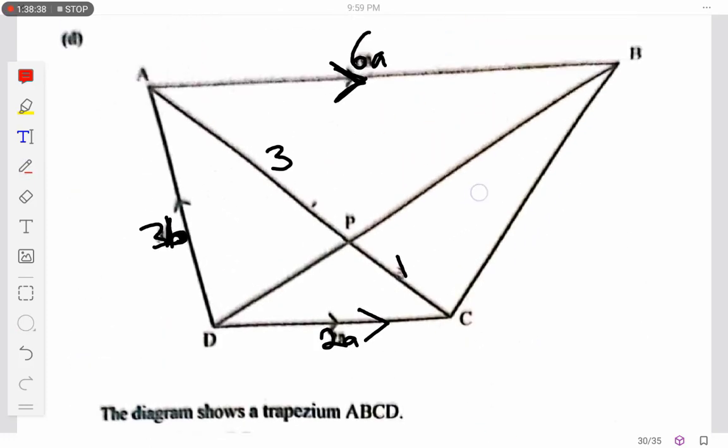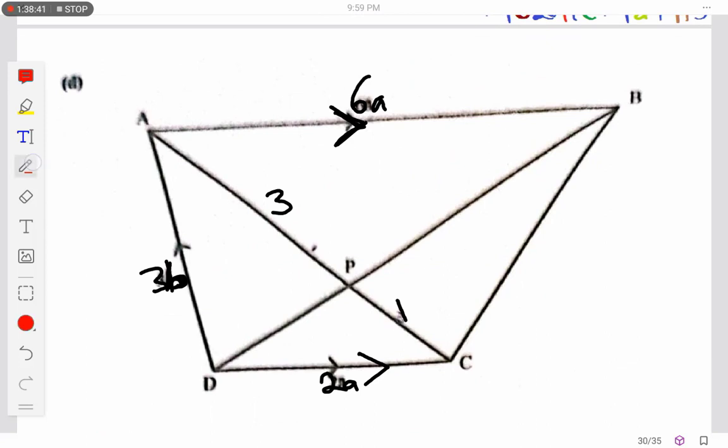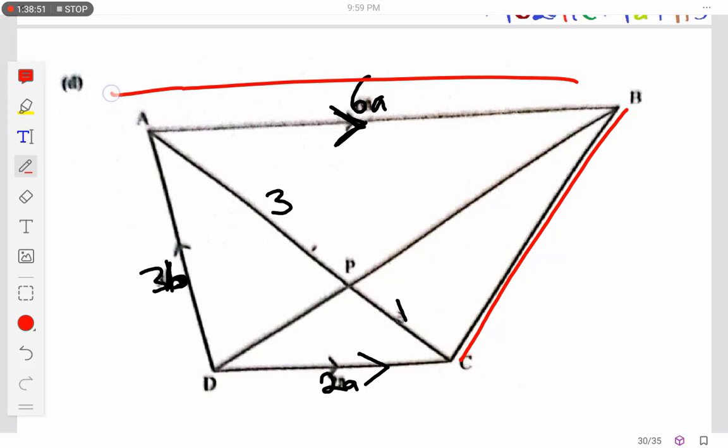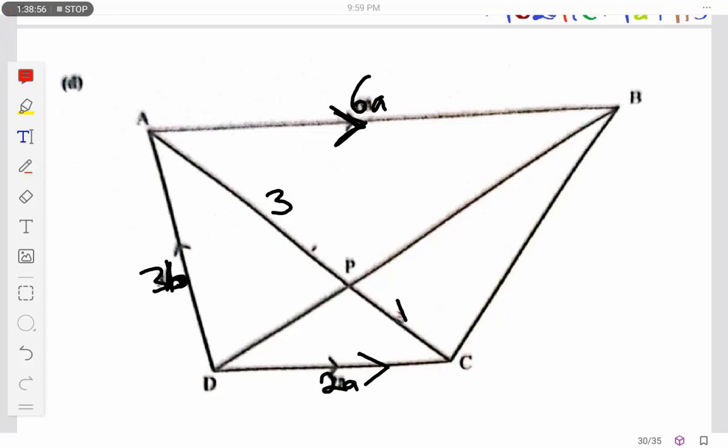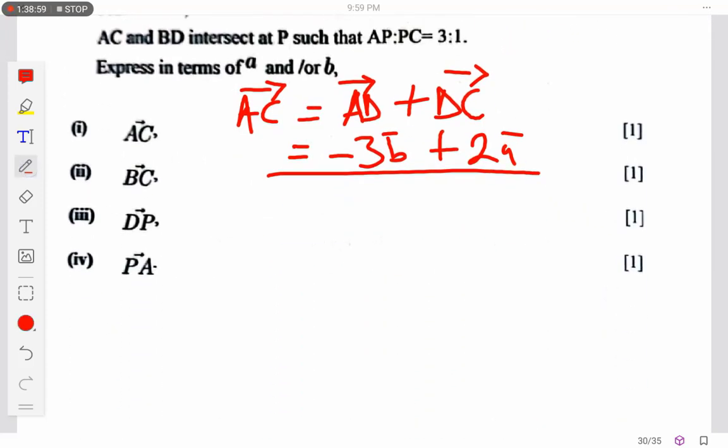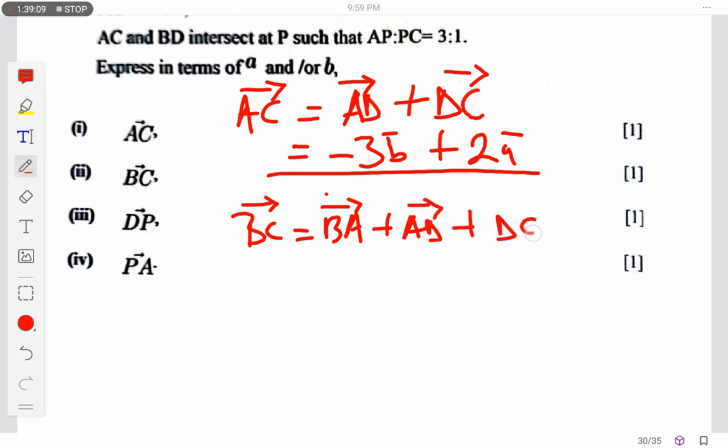Then BC. BC is this one. We are moving from B to C. I'll move from B to A to D to C. That's my easiest route. So I can say BC is equal to BA plus AD plus DC. Wherever we are opposing the direction of the vector given, we say minus.